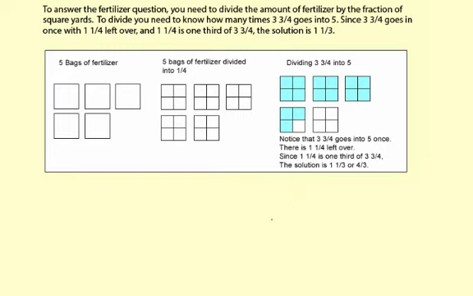So I want to take a minute and talk you through the visual model for this fertilizer question. These squares represent 5 bags of fertilizer, and then we know that we need to divide it by 3 3/4. So we're doing 5 divided by 3 3/4.